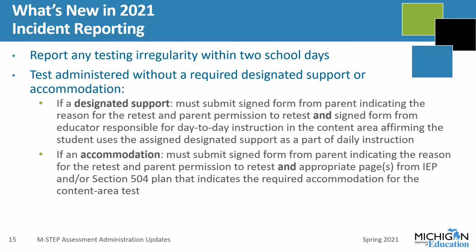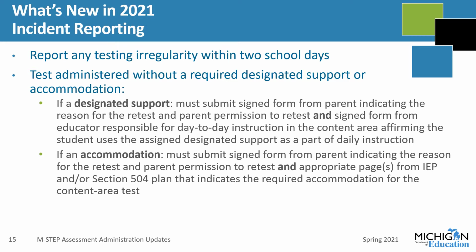There are some updates to required documentation for some incident reports. One update is when a test is administered without a required designated support or accommodation. For example, TTS. TTS is a designated support when administered for mathematics, science, or social studies, and when not reading passages for ELA. However, TTS may be a required accommodation according to a student's IEP. So if this occurs for your student, where they have a required accommodation to have TTS available on a mathematics assessment, for example, then treat it as an accommodation in this situation.